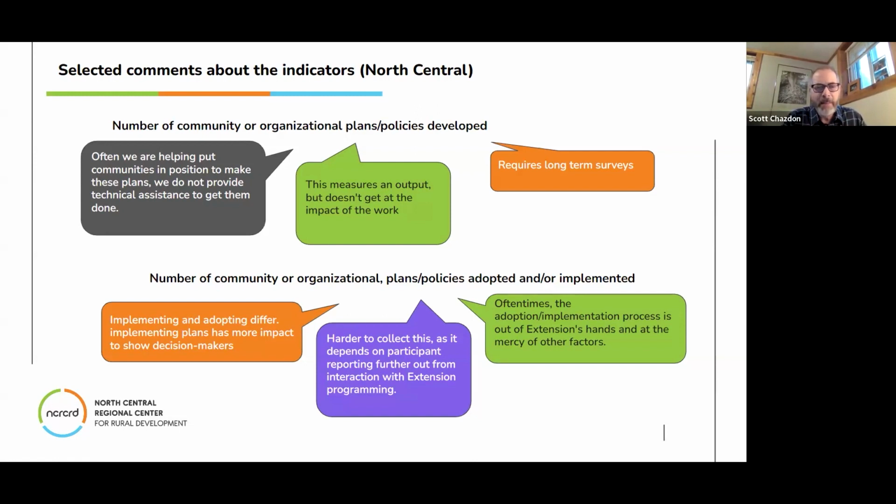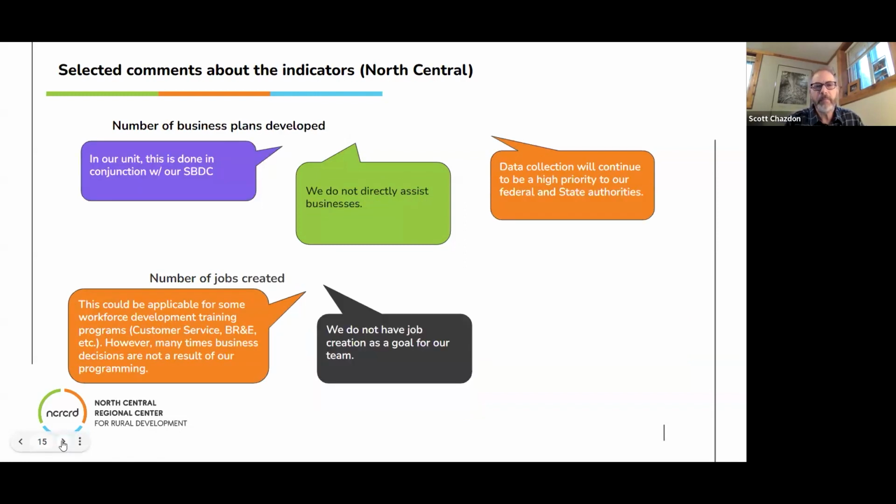For the number of plans adopted, the comments again were that it can be hard to collect. And as the third comment said, sometimes the adoption is out of Extension's hands and at the mercy of other factors, and that is definitely true. So there are a lot of reasons why maybe this isn't the strongest indicator. As for number of business plans, in states that have a really close connection between Extension and their small business development center, they are able to report a lot of these numbers, but other states are not. So it depends on whether the state is doing that work directly with business and it's connected with Extension. The same thing goes for the number of jobs created. One comment here: we do not have job creation as a goal for our team.